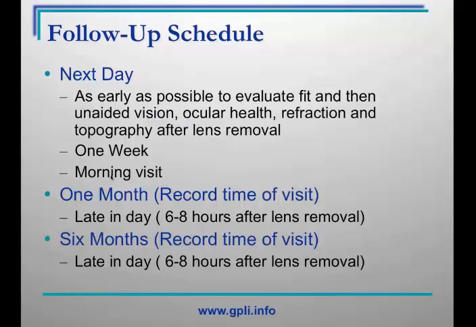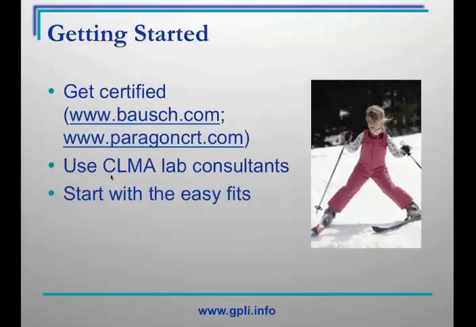So how do you get started? Easy. First, get certified. You can do that online with the Bausch & Lomb Vision Shaping Treatment at www.bausch.com or the Paragon CRT Lens Design at www.paragoncrt.com. Use your CLMA laboratory consultants that are well trained to help guide you through these fits. And start with the easy fits. Begin with a few of the patients that might be in the -1 to -2 category, and you'll be very successful.